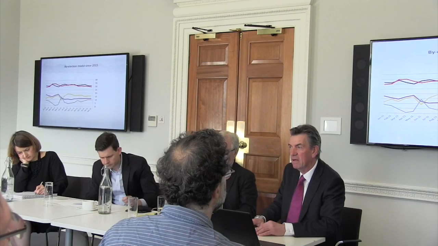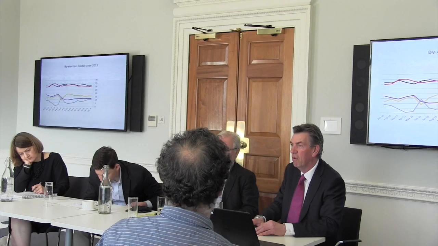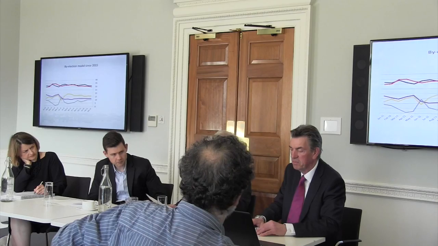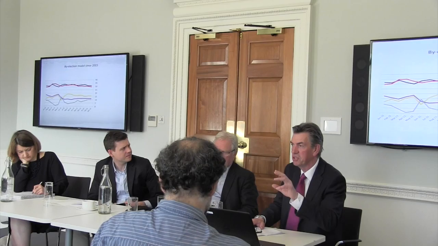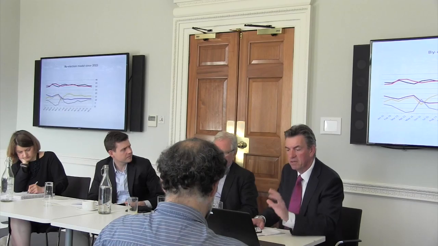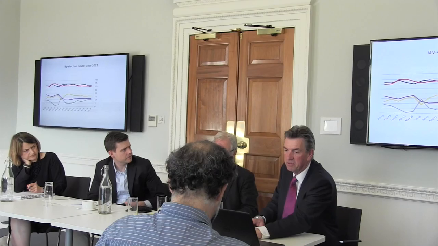Just to say that these are rolling quarterly averages. Although the months are denoted at the bottom there, March would be a composite of March, some of February and some of January, and these are weighted. This gets rid of a lot of noise that occurs with individual by-elections.